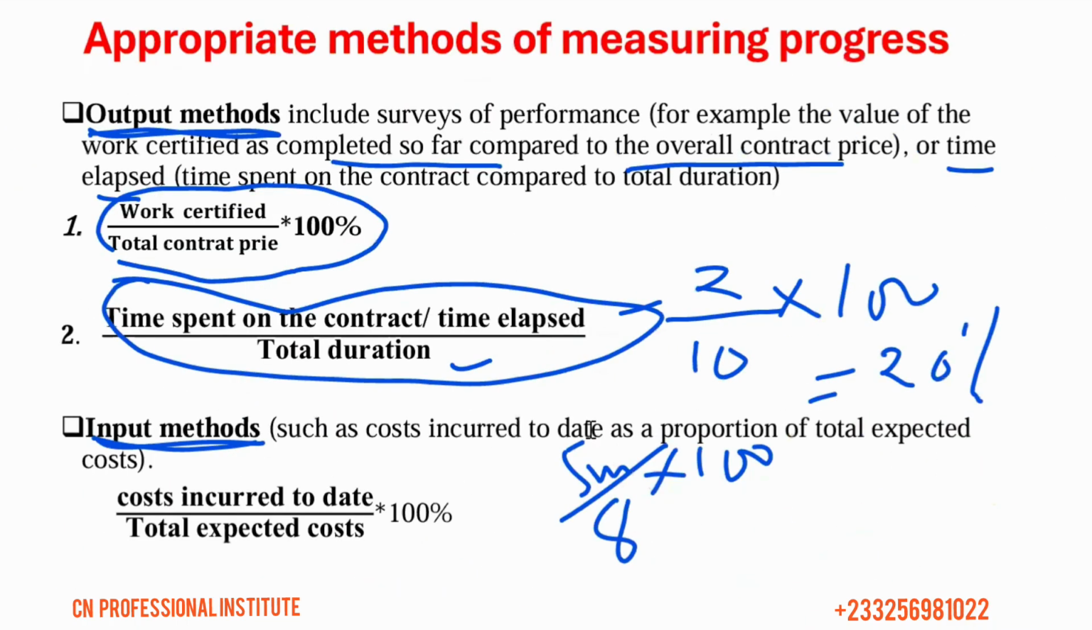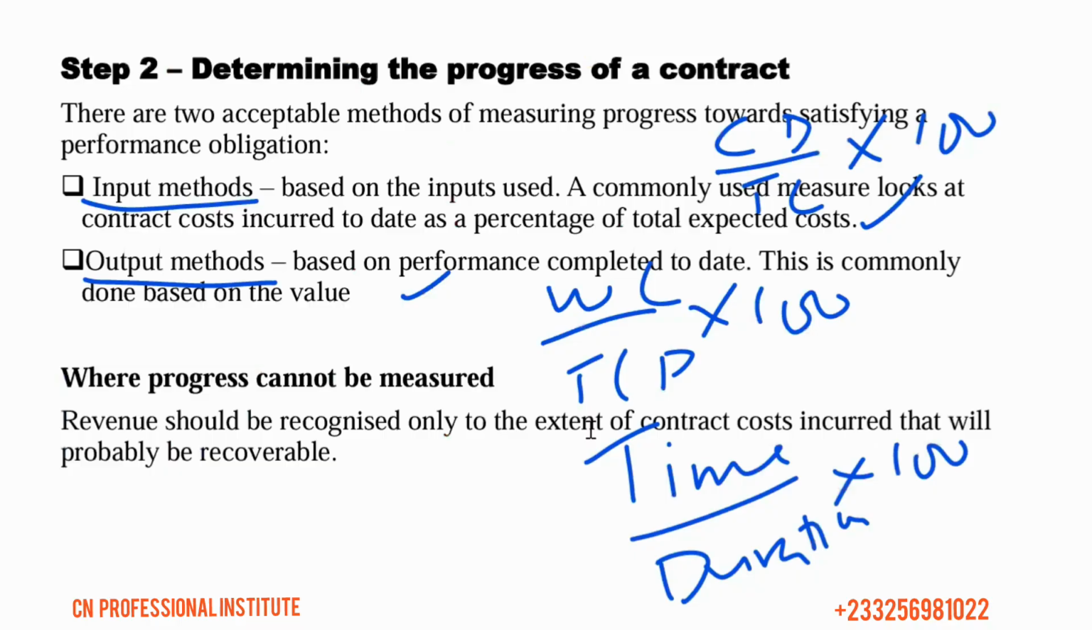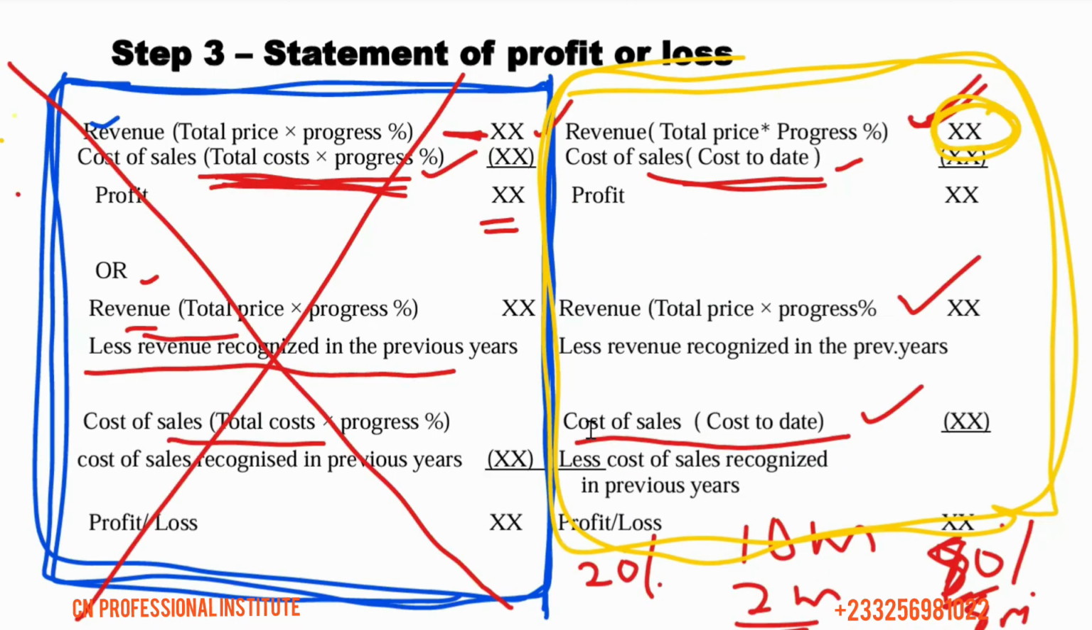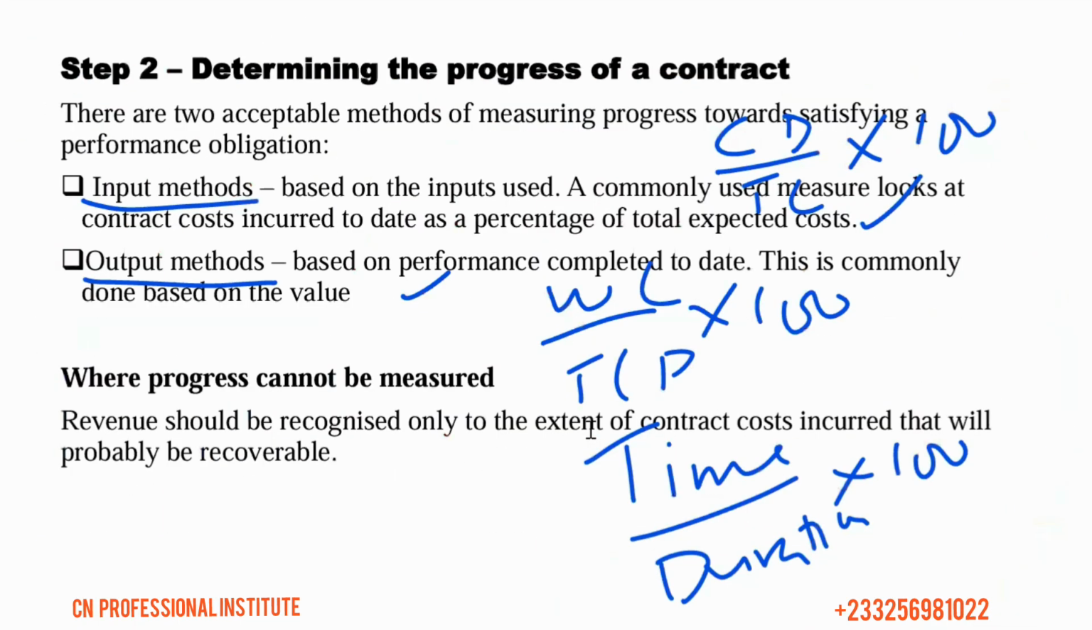We have looked at the financial position. We said the first step, we calculate profit or loss. The reason is to find out whether we have an onerous contract or not. Step 2, determine the progress. Step 3, statement of profit or loss. Step 4, financial position.